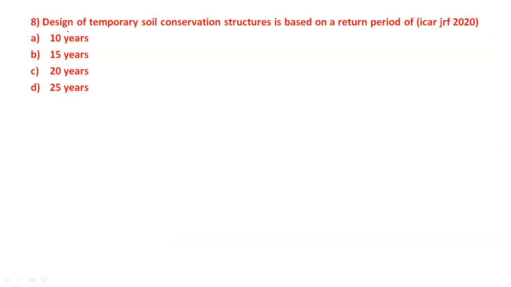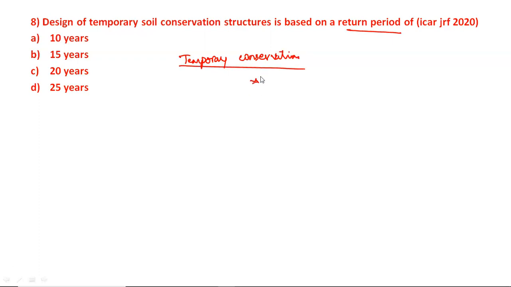First question: the design of a temporary soil conservation structure is based on a return period. It was asked in the JRF 2022 question paper. Temporary soil conservation means it is temporarily constructed to conserve the soil in an area where runoff is higher. It should be within a period of 10 years, so it is constructed to withstand for 10 years. So option A is the correct answer.